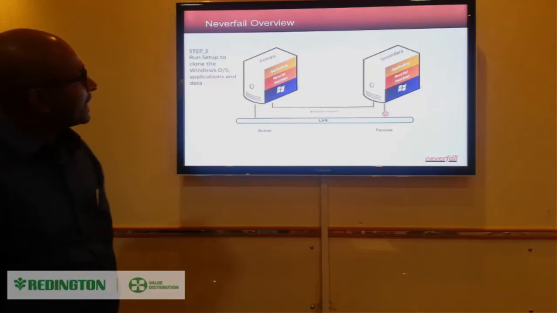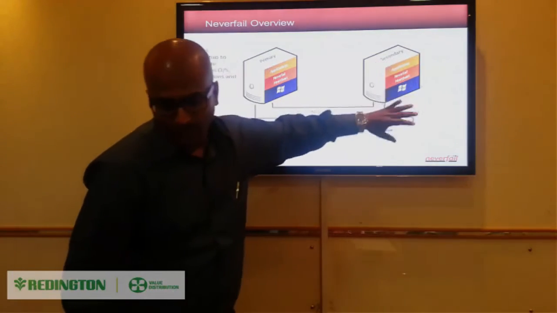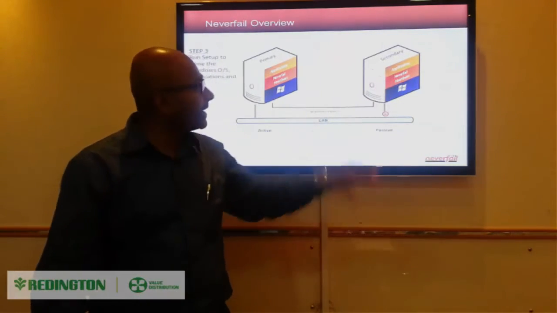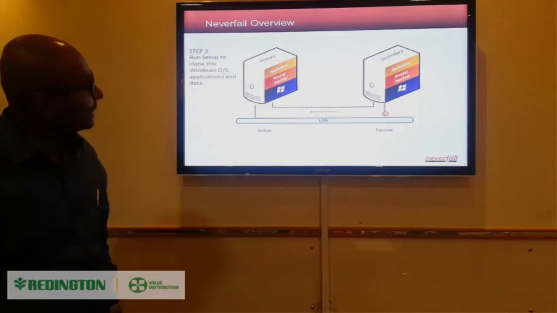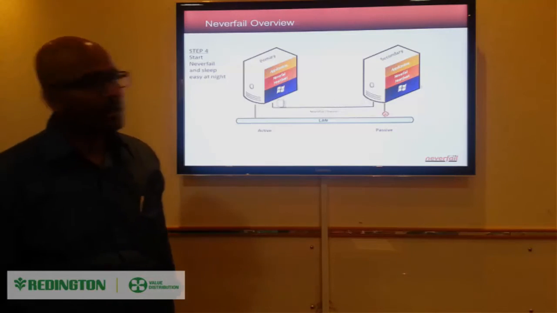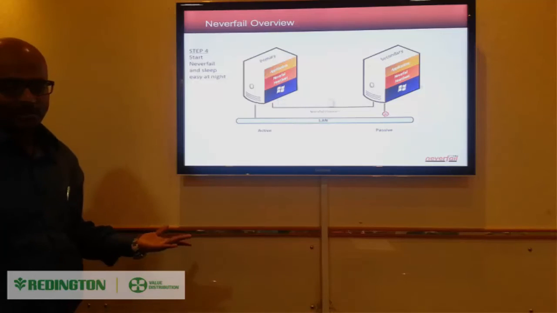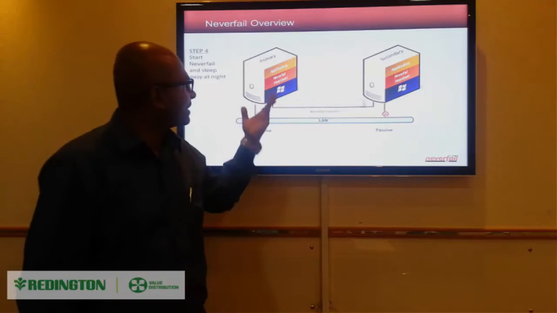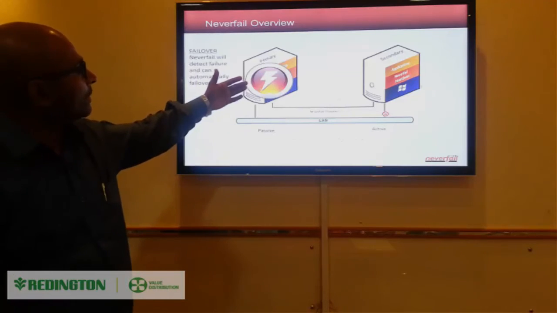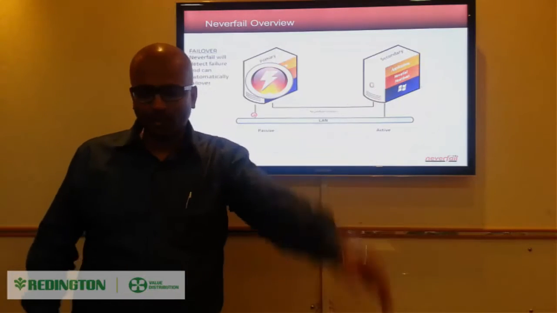When you run the setup, it actually clones your Windows as well as the application to the secondary server. So everything is copied to the secondary server, so that you have two identical copies of your Neverfail server. And then it starts the replication. Replication happens automatically, so you don't have to worry whether the server is available or not. In case the server is down, your active becomes passive and your passive becomes active, automatic failover happens.